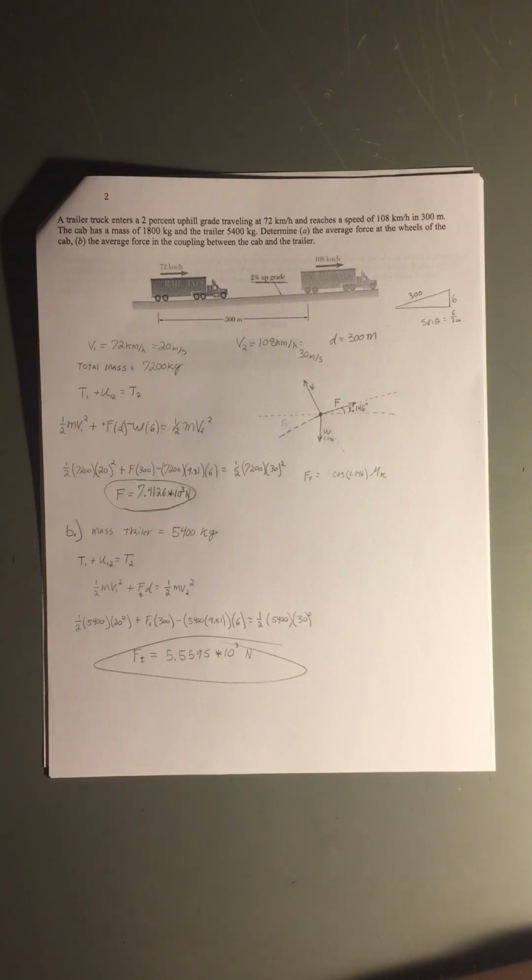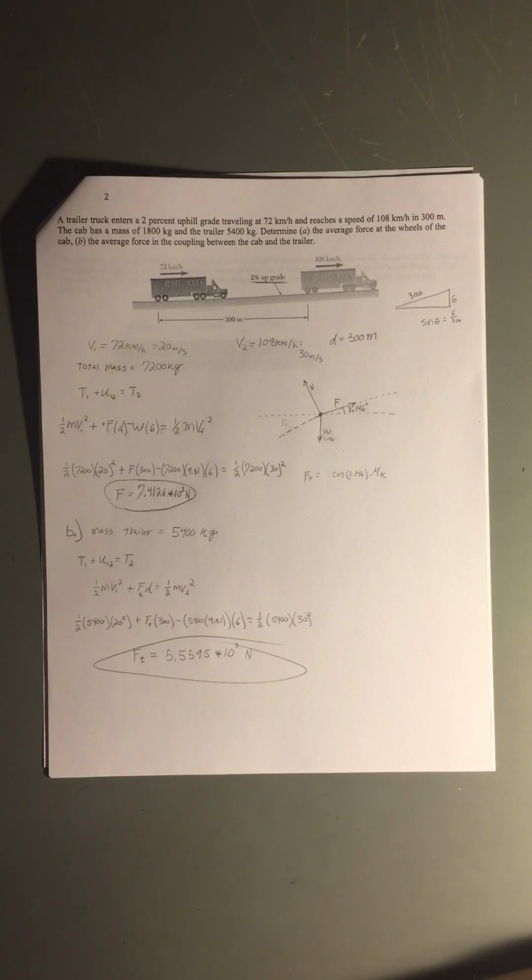And then minus, because it's in the opposite direction of the motion, minus the weight times the 6 that we just calculated because of the 2% grade, and that has to equal 1/2 mv final squared, which was given. And so from this equation we have everything we need to solve it, except our one unknown, the force at the wheels that we're looking for. And so it's just a matter of plugging in everything here and then solving that to get this force here.